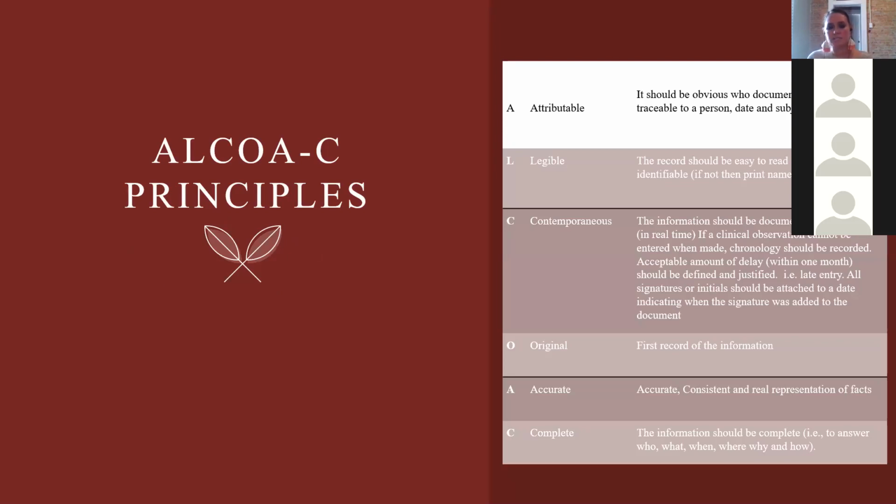So the ALCOA-C principles stand for attributable, legible, contemporaneous, original, accurate, and complete. So we should be able to look at documentation and figure out who did it. It should go back to a person, a date, a visit, very easily. Legible, I've talked about this already, and this is one of the recommendations here, especially signatures. I would say that's probably one of the biggest issues in legibility, is signatures.